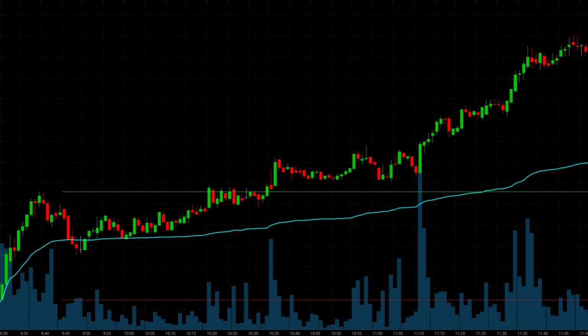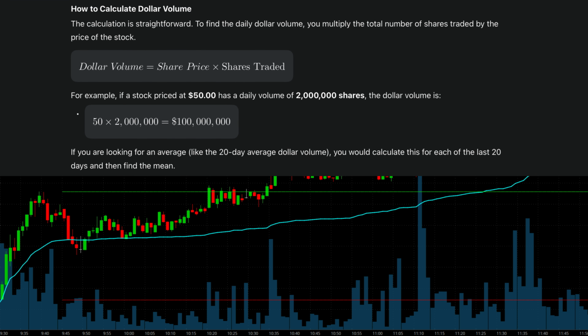Understanding dollar volume. Dollar volume is a liquidity metric that represents the total monetary value of all shares traded for a specific stock over a given period, usually a single trading day. While standard volume tells you how many shares changed hands, dollar volume tells you how much actual cash moved through that security. How to calculate dollar volume?